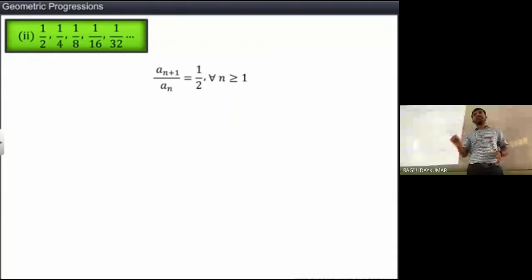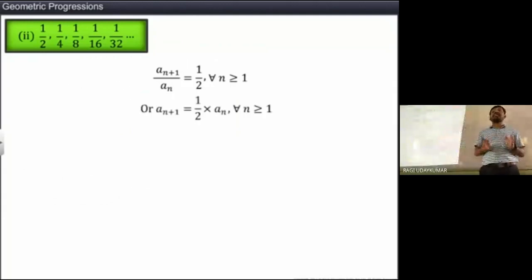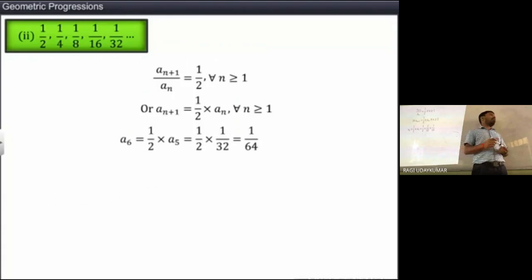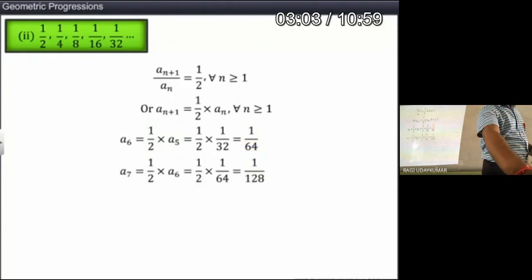In the same pattern, observe what is multiplied every time: 1 by 2. Multiply 1 by 2 by 1 by 2, you get 1 by 4. Multiply 1 by 4 by 1 by 2. So the 1 by 2 we are multiplying by is called the common ratio. It is called a ratio because we are dividing one number by its succeeding number. Whatever constant we are getting is called the common ratio. So these two are geometric progressions.